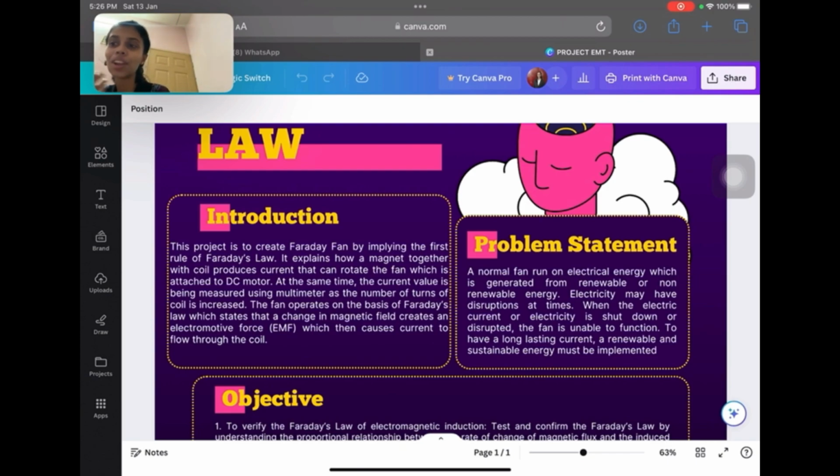In order to have a long-lasting current, a renewable and sustainable energy must be implemented. So in our project, we have implemented Faraday's law, which is electromagnetic induction, where the changing of the magnetic field linked with the conductor induces an EMF, electromotive force, in the conductor.